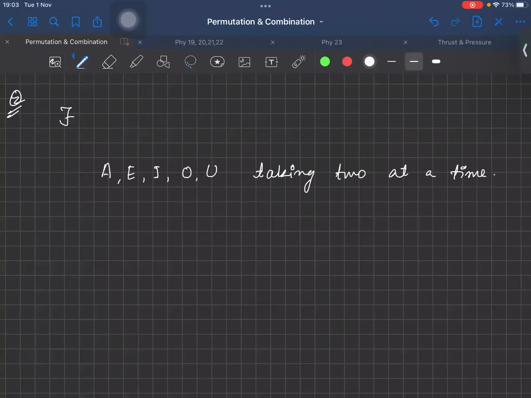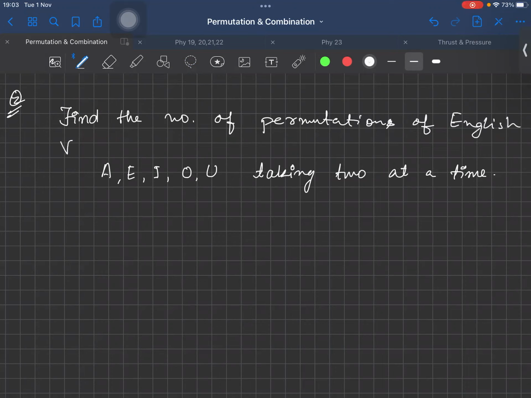Find the number of permutations, or arrangements, also it can be written, of English vowels taking 2 at a time. Okay. Also verify your result. Can we have the solution?